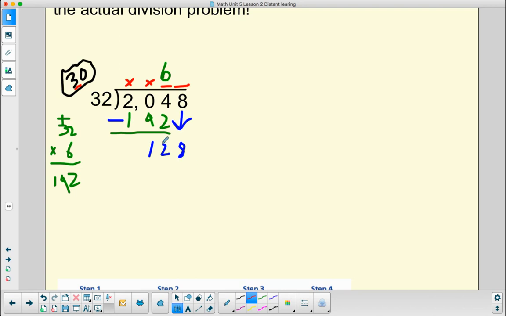How many 32s in 128? Don't know. So I'm going to think of my estimated 30. Use the 3. How many 3s in 1? No. How many 3s in 12? Ah, there's 4. Let's try 4. 4 multiplied by 32. One way I can think is 4 multiplied by 2 is 8. 4 multiplied by 3 is 12 tens. 128. Yep, 128 is the same as 128. So that is how you use an estimate of your divisor to estimate your quotient to get a starting point.